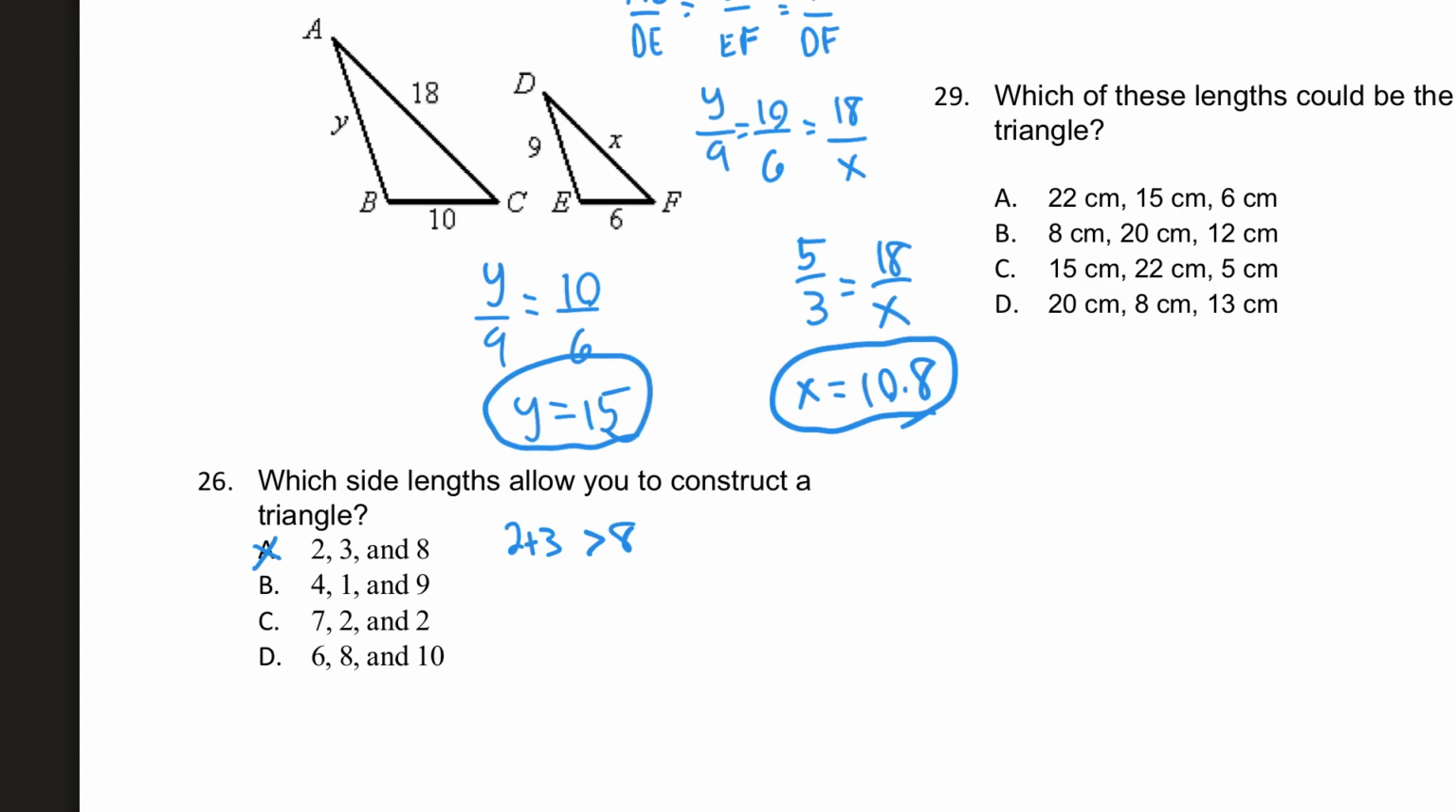Okay. In B, they try to mess you up by putting them in a different order. The smallest side is 1. The middle length side is 4. And then the largest side is 9. So 1 plus 4 has to be greater than 9. 1 plus 4 is 5. Is 5 greater than 9? I don't think so. Okay, the next one, 7, 2, and 2. So your smallest sides are both 2. 2 plus 2 is 4. Is that greater than 7? Nope.